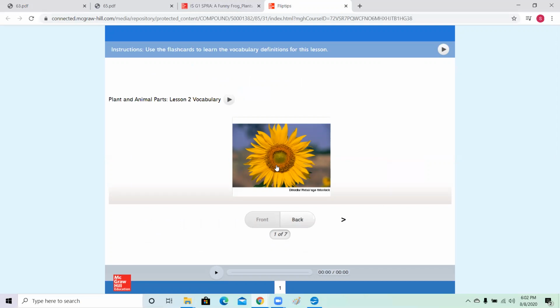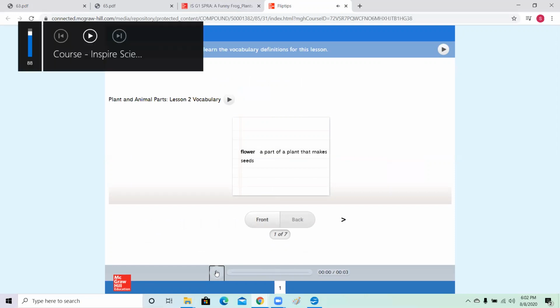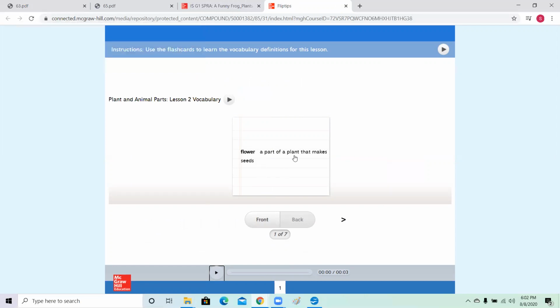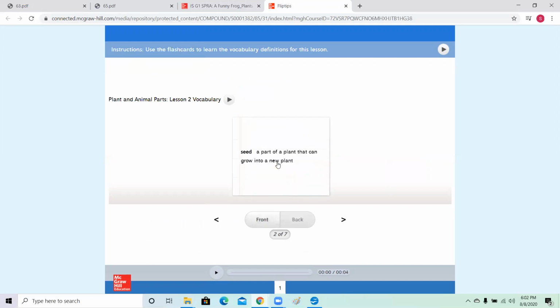What do you think this is? Yes, flower. Flower, a part of a plant that makes seeds. Pay attention because we have an activity for definitions. Flower, a part of a plant that makes seeds. Okay, what do you think? Yes, seeds. Seed, a part of a plant that can grow into a new plant. So if I want to plant a new plant, I'll take the seed and I will plant it and I get a new plant. That's called reproduce.